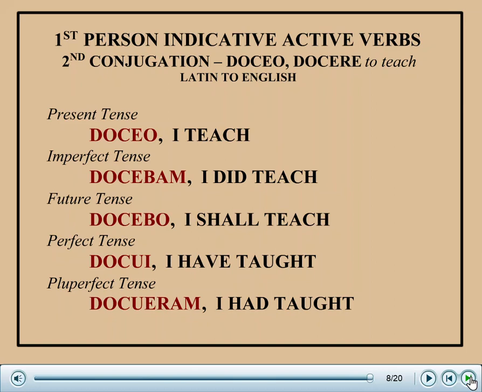Future tense, docebo, I shall teach. Perfect tense, docui, I have taught. Pluperfect tense, docueram, I had taught. First person indicative active verbs for the second conjugation verb doceo, docere, to teach.